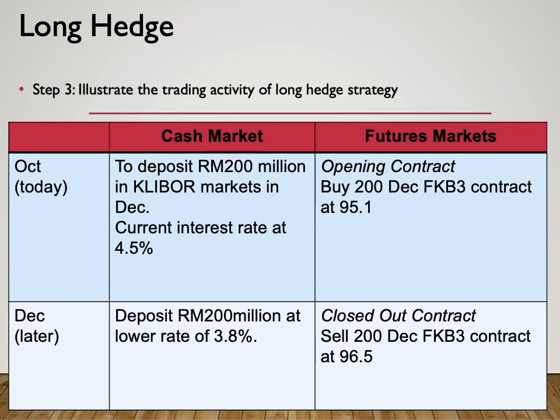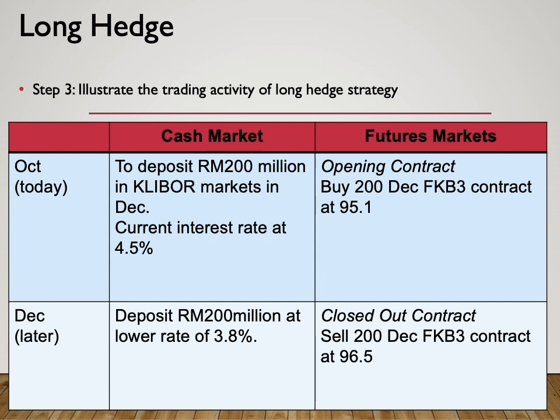Long hedge strategy in the futures market today, you need to buy futures contracts. How many futures contracts? 200 lots of contract based on step number 1. And then which contract month? December contract, because you plan to deposit or lend out your money in December. So the current futures price is 95.1.